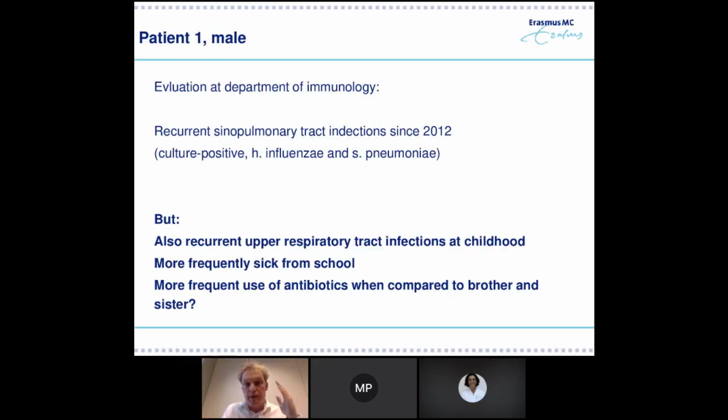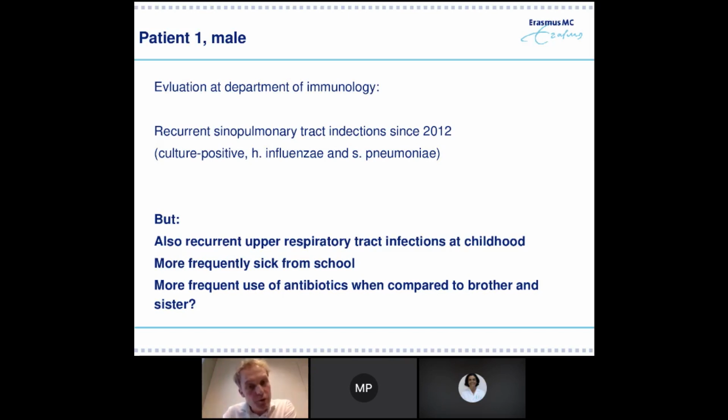So when he presented in 2014, he was evaluated because of recurrent sinopulmonary tract infections. When you saw him, the letter of the ear, nose, throat doctor described recurrent infections since 2012, so 2 years after the treatment, and he was recurrent culture positive for Haemophilus and Streptococcus pneumoniae infections.